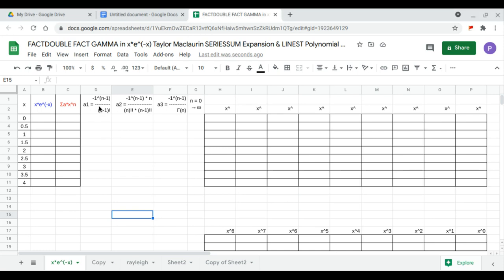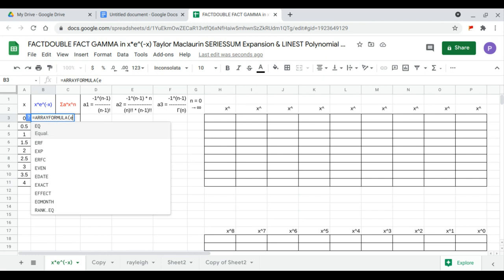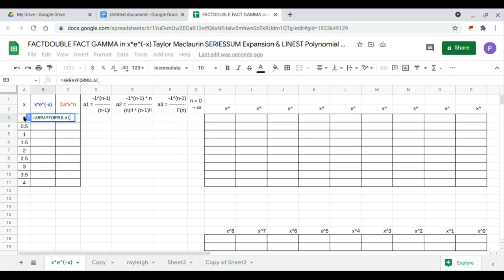In this video, we'll use factorial, double factorial, and gamma to generate the Taylor-Maclaurin series sum of this function x times e to the minus x. We begin with the function itself. So array formula: x1 times the x values times exponent of minus x.